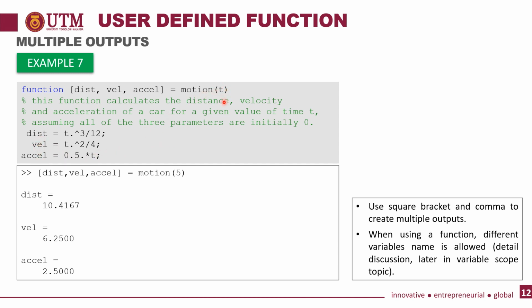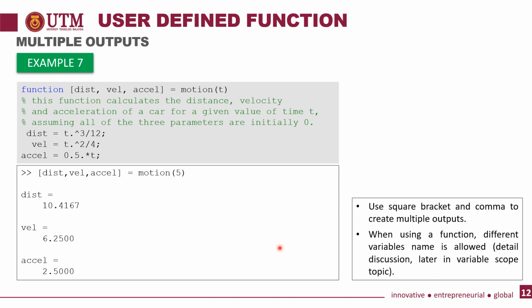Use square brackets and commas to create multiple outputs, as I've been mentioning to you just now. And when using a function, a different variable name is allowed. So when you are using a function, you can have different variable names. It doesn't necessarily have to be what we call output; you can use some other variable name. There will be a detailed discussion later in the variable scope topic.